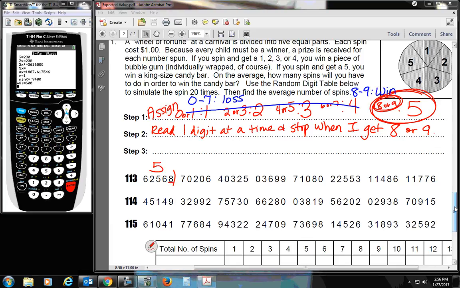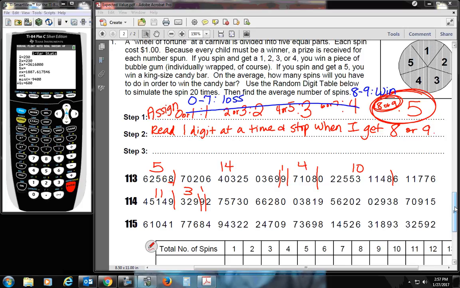Then the next time I do it, it's 5, 10. It looks like it takes 14 times to win the candy bar. Okay, next time I do it, it only takes 1 time to win the candy bar. The next time I do it, it takes 4 times to win the candy bar. Okay, next time. Let's see, that's 5. It looks like 10 times to win the candy bar. And then here we are. The next one looks like 11 times to win the candy bar. Here we have 3 times to win the candy bar, 1 time to win the candy bar. Remember, you're looking for 8s or 9s. There's 5. That looks like 10 right there. There's another one, 4. So 2 times this time.